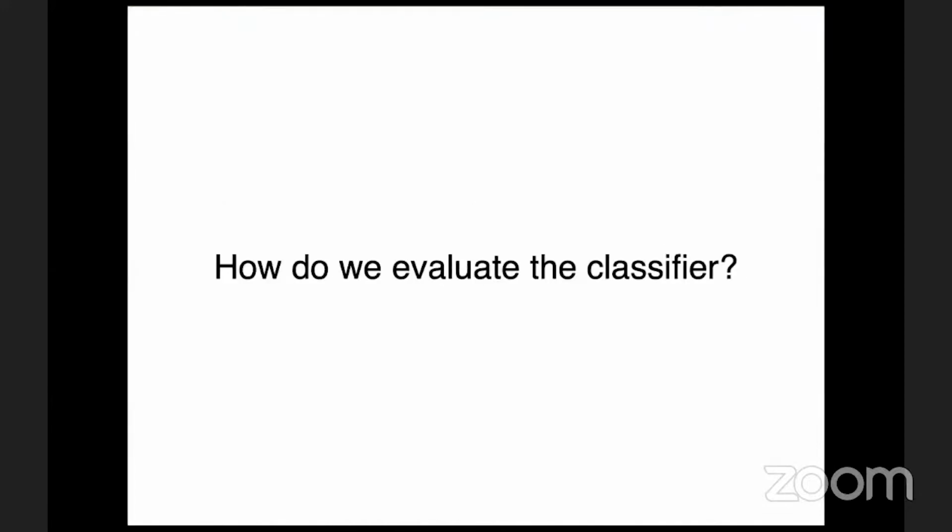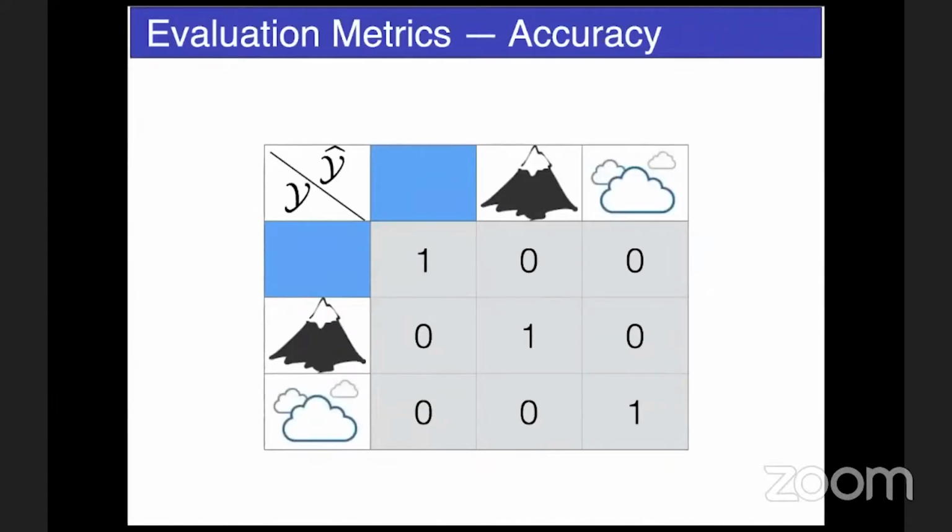So here comes the key question. How do you evaluate? Let's say you have an algorithm which outputs a classifier. How do we evaluate the classifier? That's the key question we want to ask. For example, something you might say is, well, I'm going to use accuracy. Accuracy is a pretty simple evaluation metric, and it's captured by this matrix here.